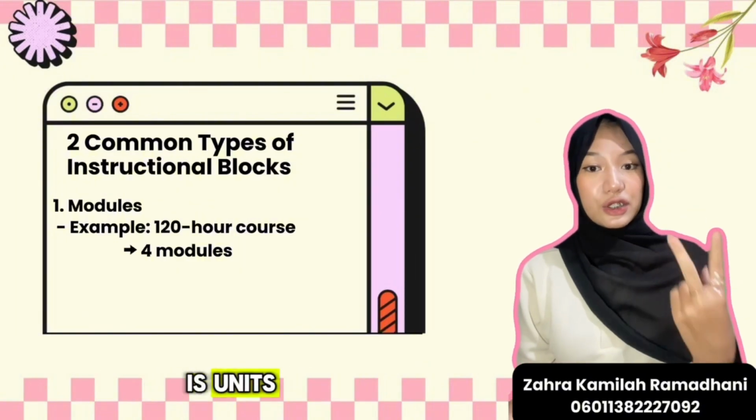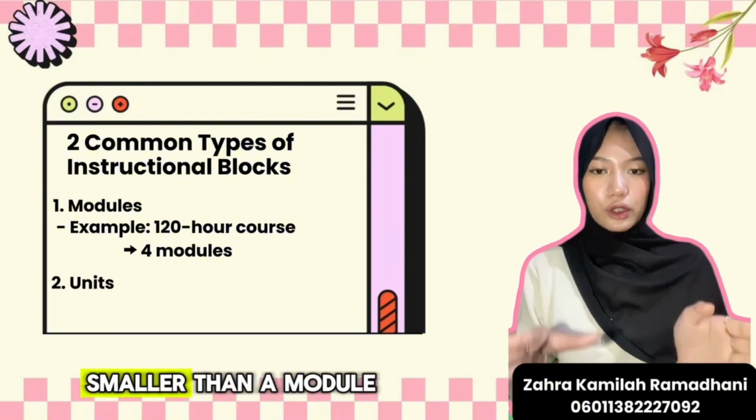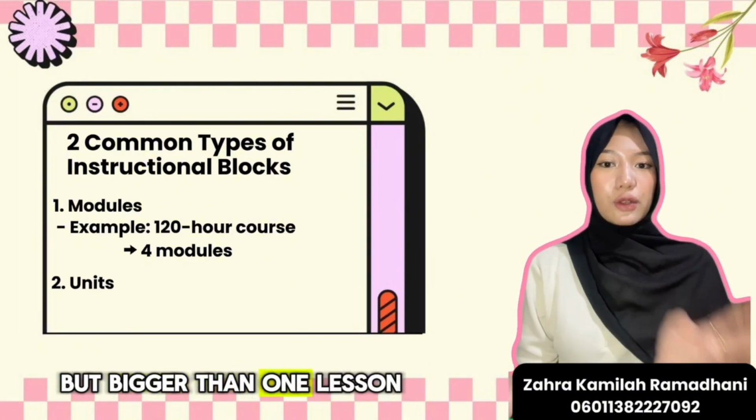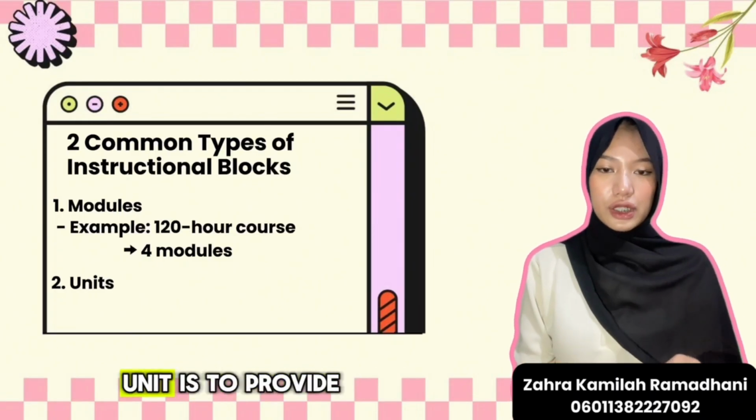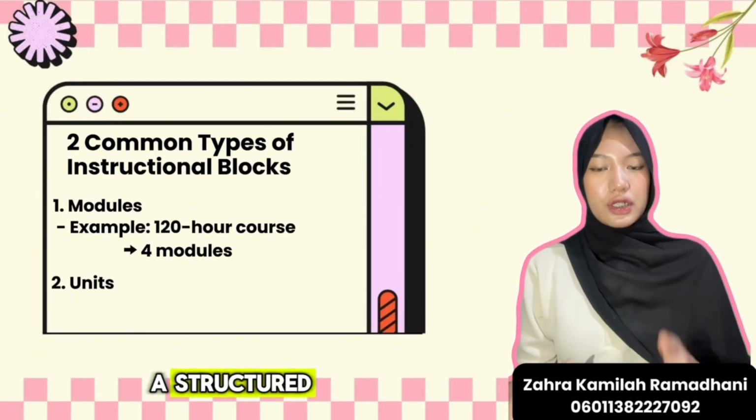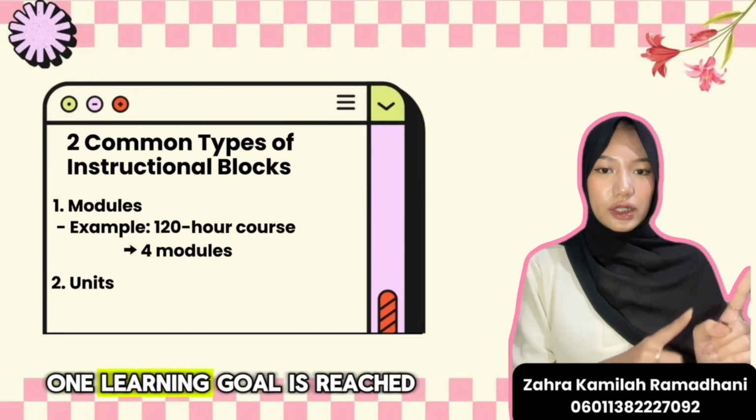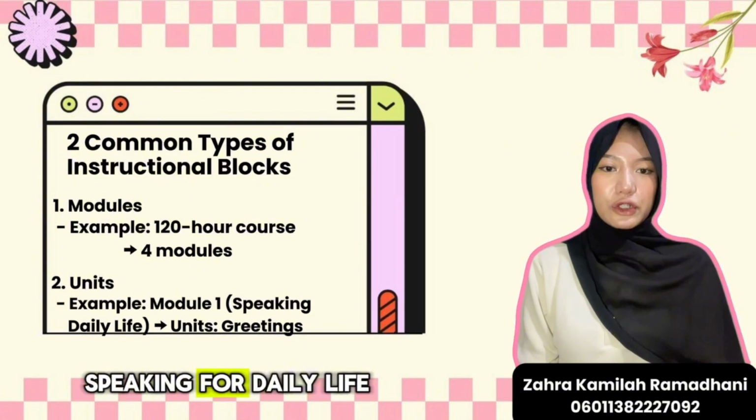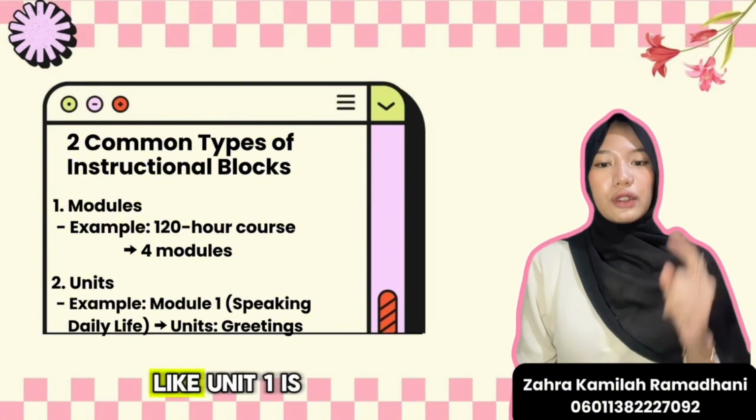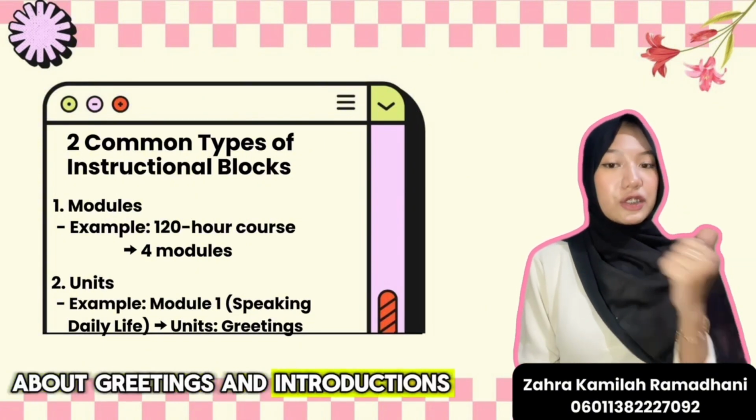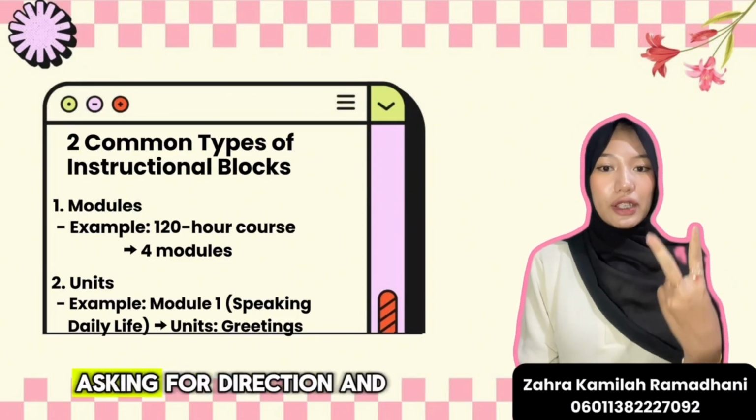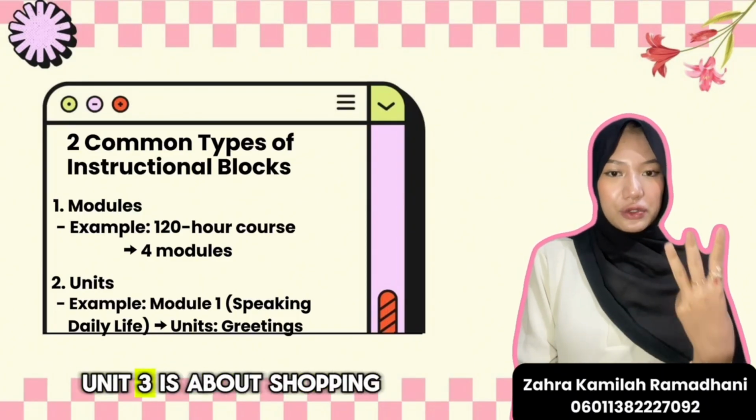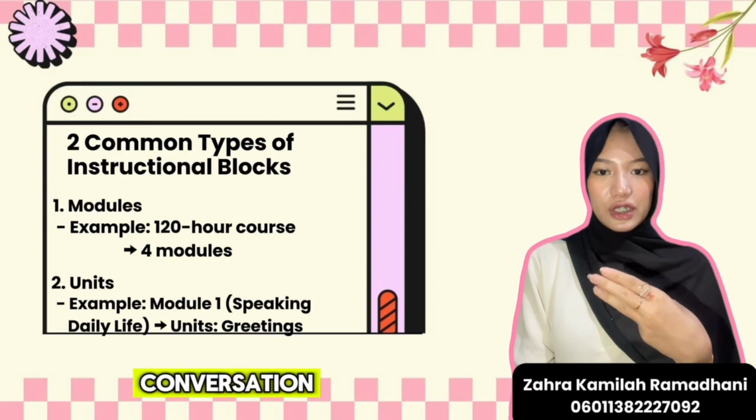And then the second is units. A unit is smaller than a module, but bigger than one lesson. The function of a unit is to provide a structured sequence of activities until one learning goal is reached. For example, Module 1, Speaking for Daily Life, has some units, like Unit 1 is about greetings and introductions, Unit 2 is about asking for directions, and Unit 3 is about shopping conversation.